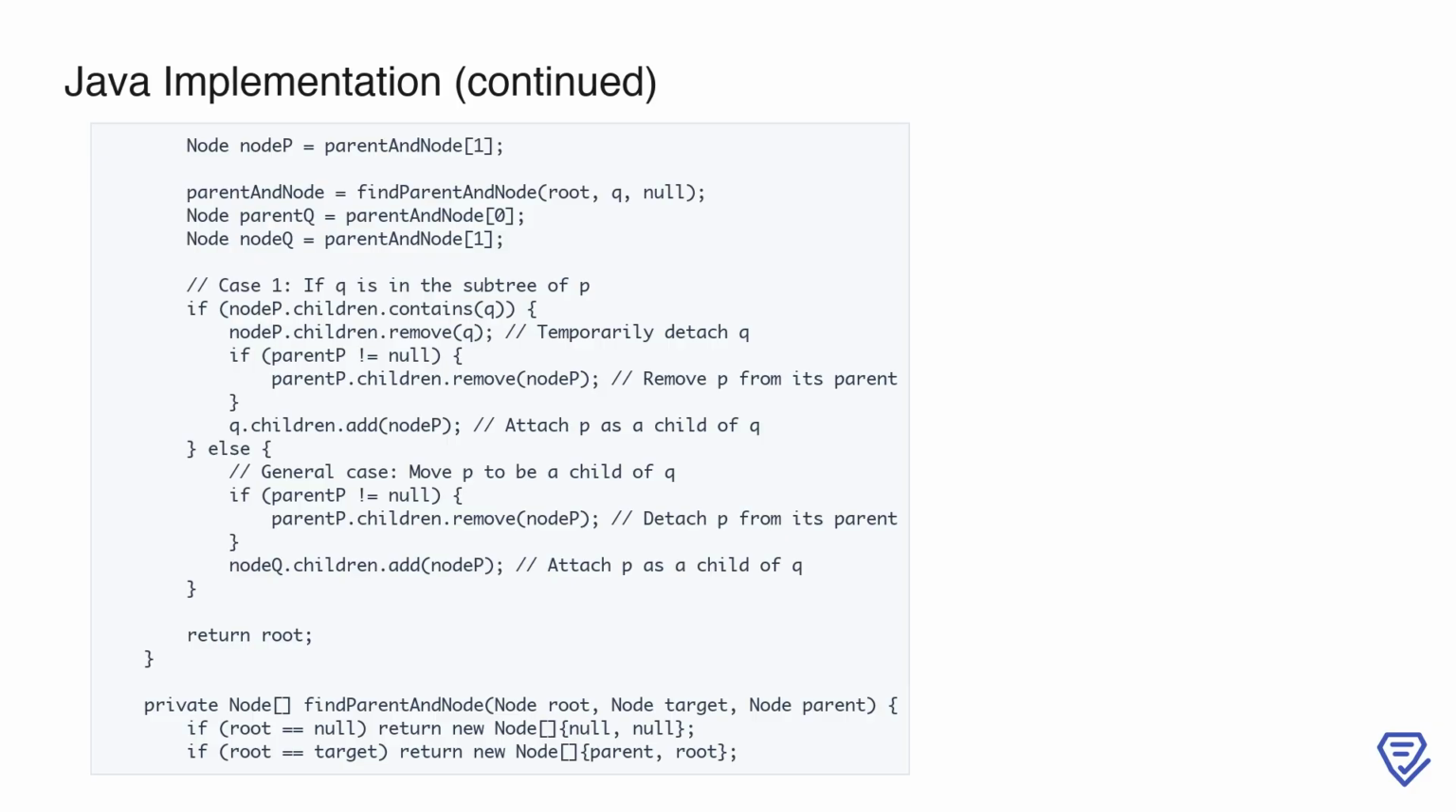If Q is already a child of P, we temporarily remove Q from P's children. Then, if P has a parent, we detach P from this parent to prevent cyclic references. After these adjustments, we add P as a child of Q.